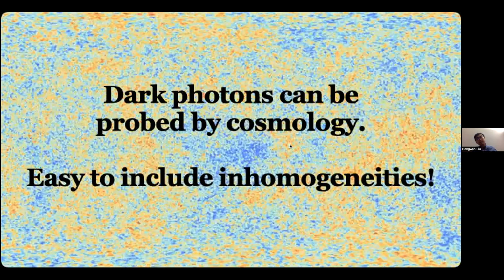Okay, so the punchline for this part of the talk is that if you have dark photons and they simply exist and you don't make any further assumptions about the dark sector, then these dark photons can be probed by cosmology. And it's very easy to include the fact that the universe is inhomogeneous into these constraints.